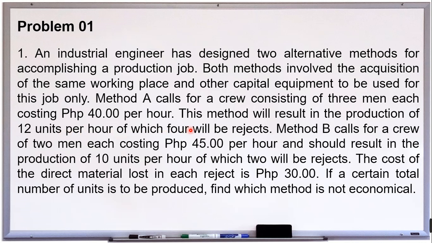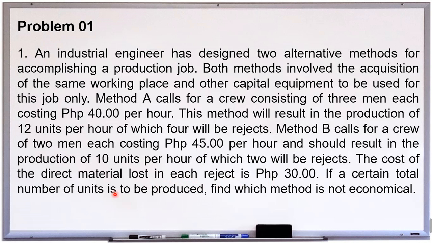Now, the next alternative method is method B. In this method, it utilizes 2 men, in which the rate per person is 45 pesos per hour, and each of these 2 men can produce 10 units in 1 hour, of which there are 2 units that are rejected during the production process. Since we have some rejected units, the cost of this direct material loss is 30 pesos.